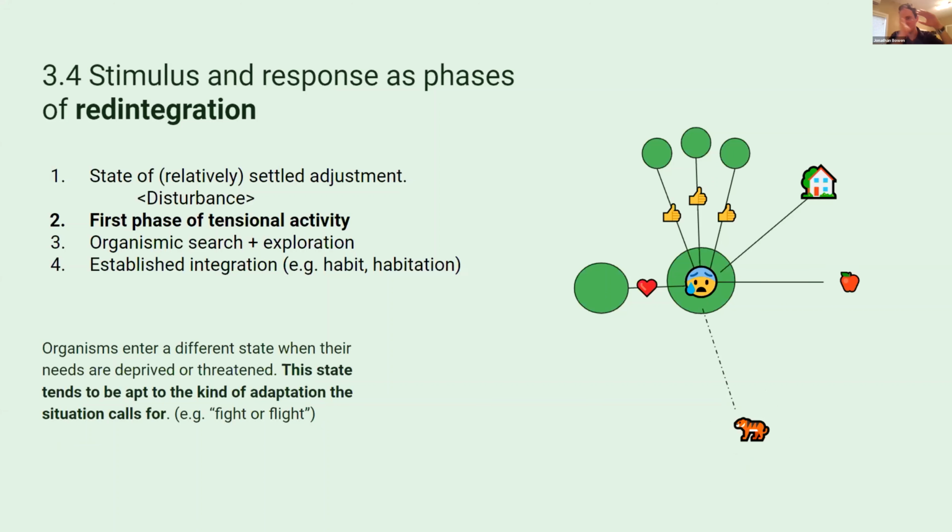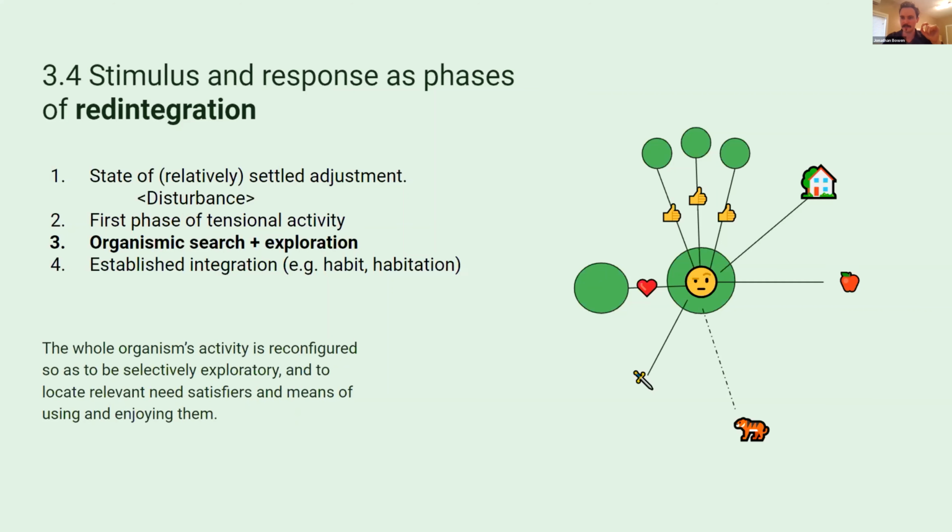And so the state that the organism is put in, we would expect to see converge on being something apt to the kind of adaptation that needs to be formed to the threat or to the opportunity or to the change. So after that, you get something Dewey calls organismic search and exploration. So here, the whole organism's activity is kind of reconfigured so as to be selectively exploratory and to locate some relevant need satisfier or means of using and enjoying that need satisfier.